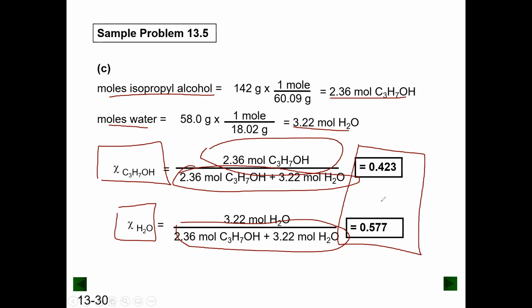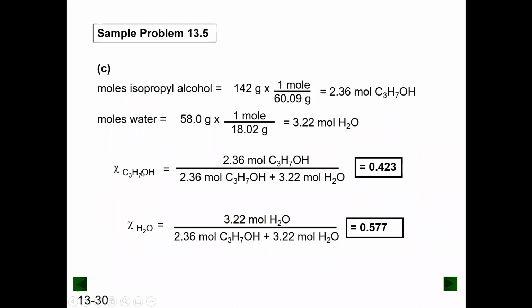So if you look at these two numbers, what happens when you add them together? You get 1, okay? This is always going to be true. All of your mole fractions for everything, your solvents, solutes, all of them added together, your mole fraction total is always going to equal 1.